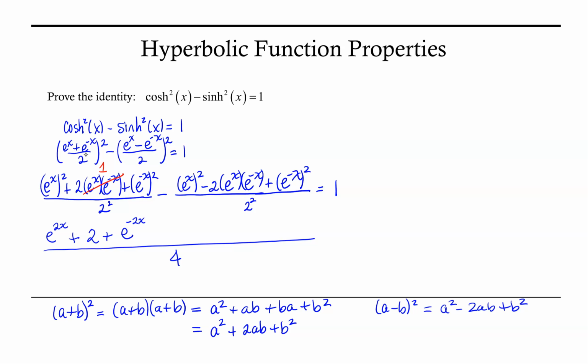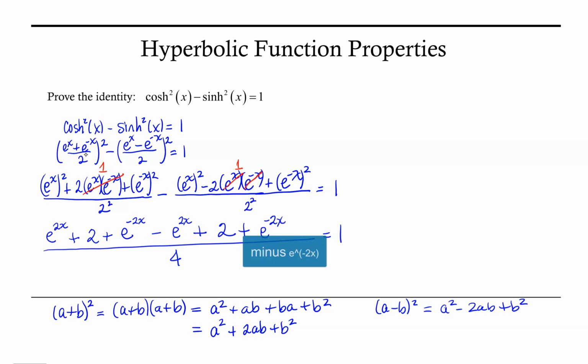Continuing on, minus, and then now I have e to the x squared, so multiply those exponents and I get e to the 2x. I've got minus a negative, so this is going to be plus. And again, I've got e to the x and e to the negative x, which is e to the 0, which gives me 1. So that's going to be a plus 2, then plus e to the negative x squared, multiply the exponents, and I get e to the negative 2x. And we want to show that that is equal to 1.